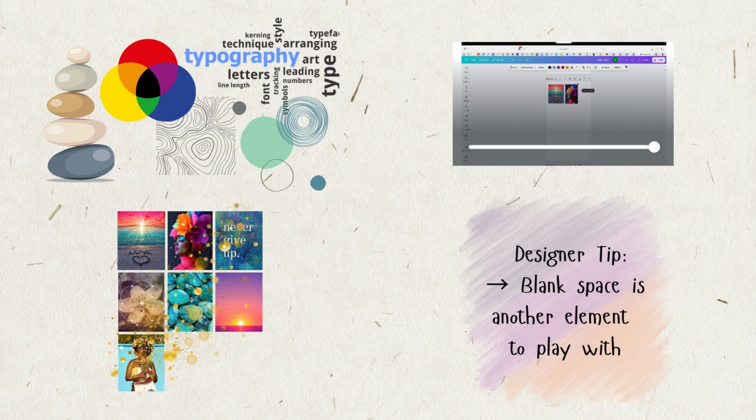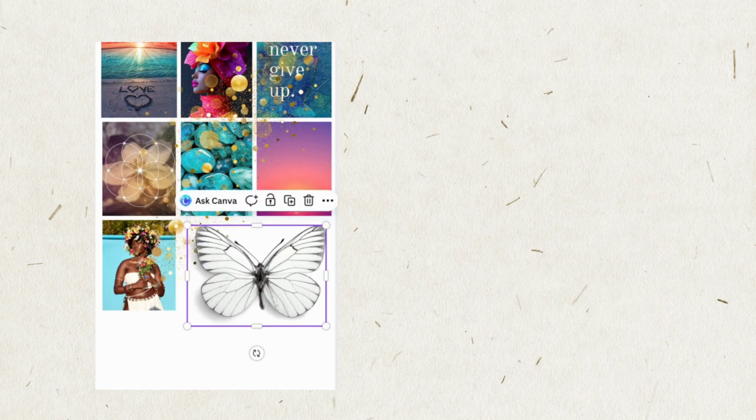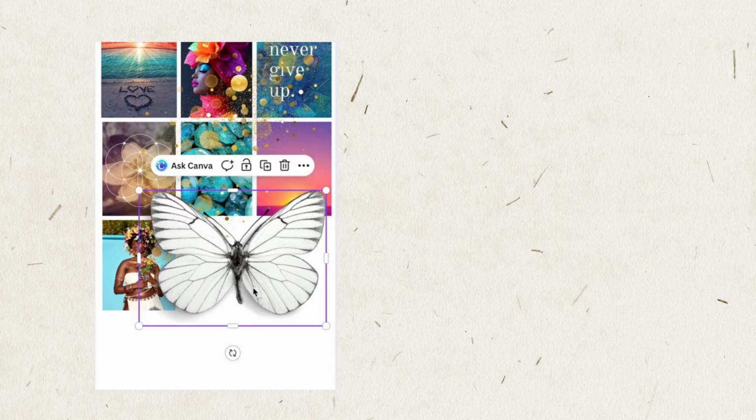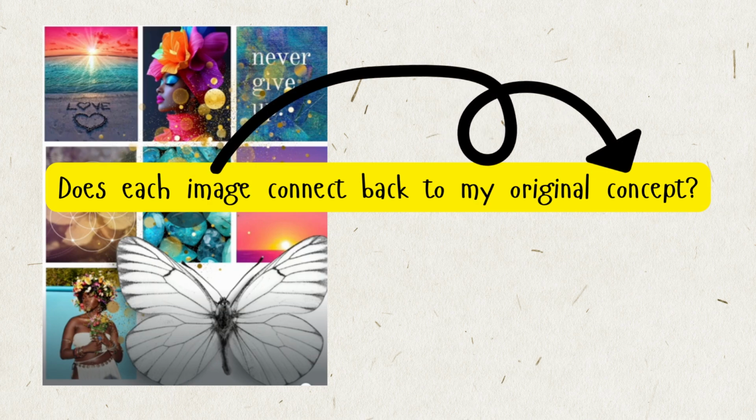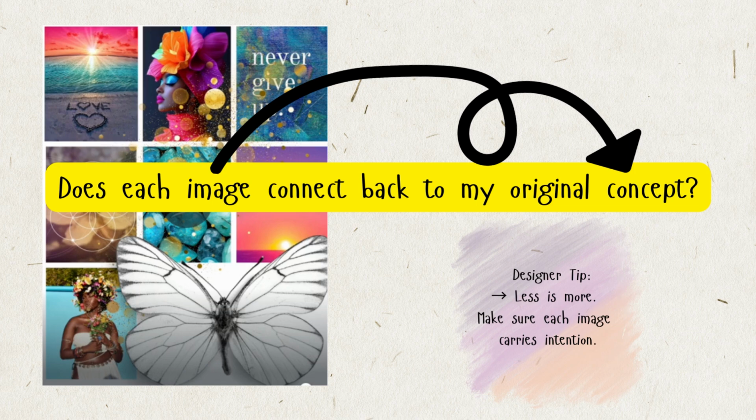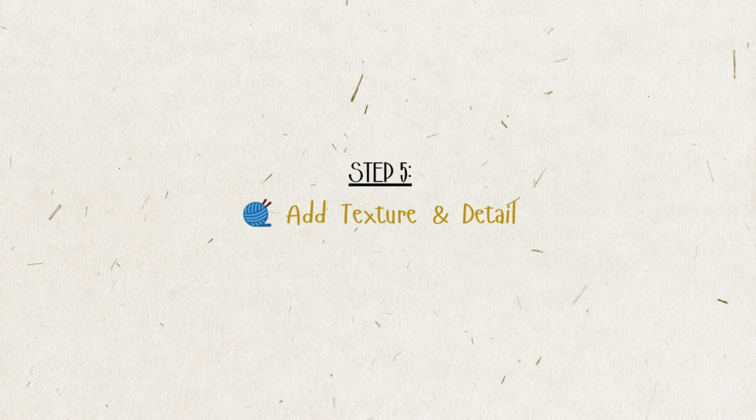Now comes the edit. Define key images by asking yourself, does each image connect back to my original concept? Remember, less is more when each image carries intention. This is where your design DNA comes in. Add fabric, swatches, trims, or objects that bring the concept to life. These elements make your mood board feel real. They bridge imagination and creation.